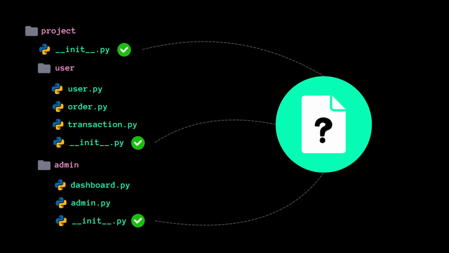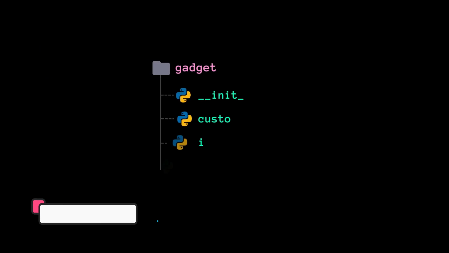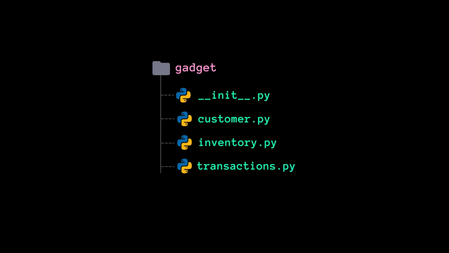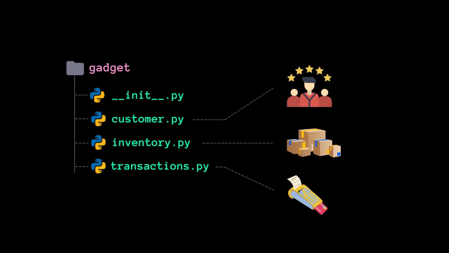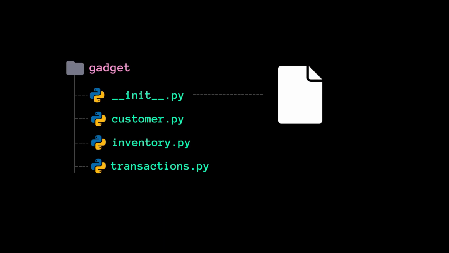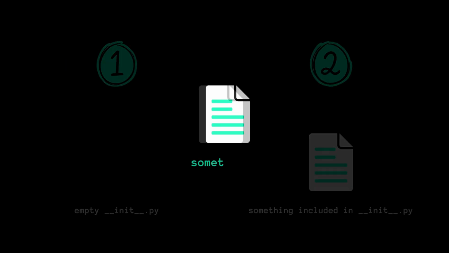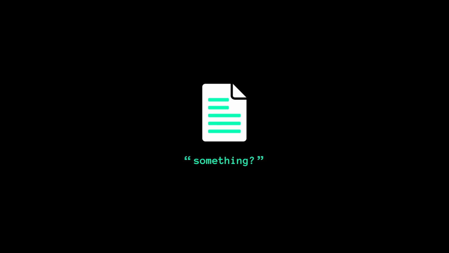Let's see. Suppose we are creating a Python package for a gadget store whose directory structure looks like this. These 3 Python files contain functions to work with data related to customers, inventory, and transactions. But this __init__.py file is empty. Now, what to do? Well, you have 2 options. Leave it blank or include something. But what is that something?